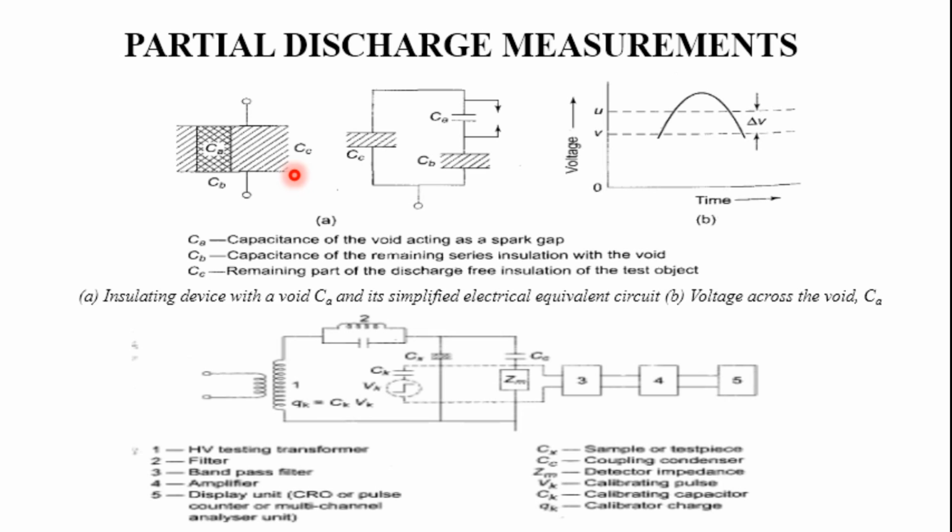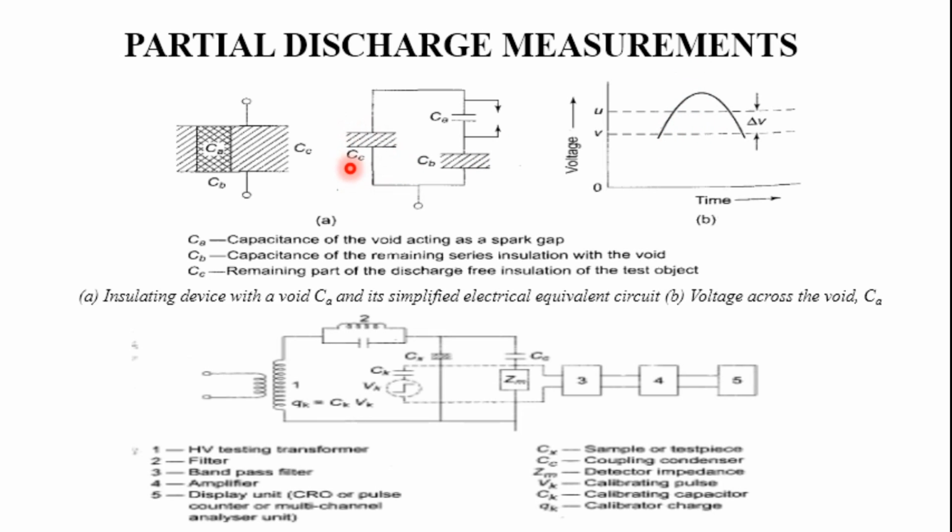When the voltage across the capacitor is raised to a critical value across CA, the void, a discharge occurs through the capacitor, that is, it becomes short circuited. This is represented by closing the switch across CA, the void. CB remains, and this is the total value of the capacitance. Here you can see the waveform, which goes from minimum to maximum.